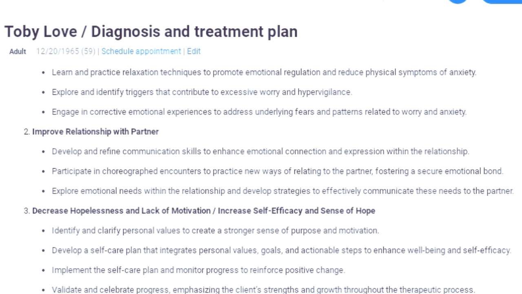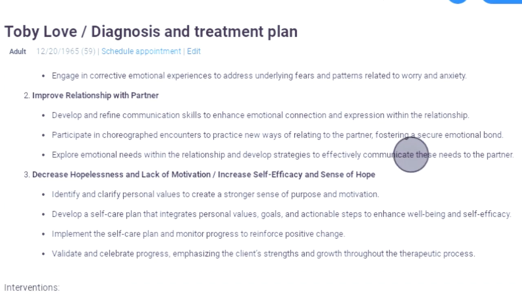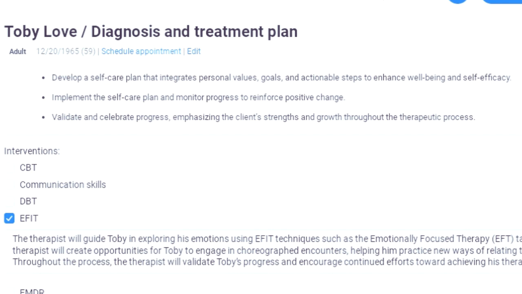So the objectives under that goal: identify and clarify personal values, develop a self-care plan, implement the self-care plan, and then validate and celebrate progress. So then under the interventions, the intervention that I'm going to be focused on is emotionally focused therapy. So this is where I'm saying what the clinician is going to do.